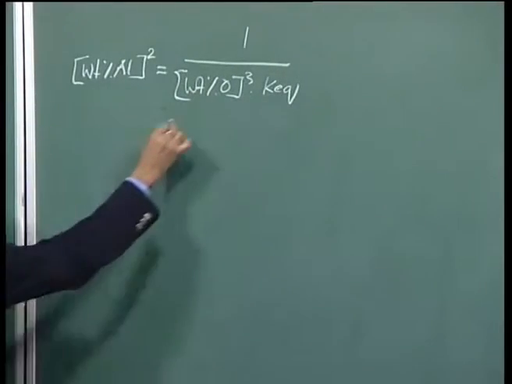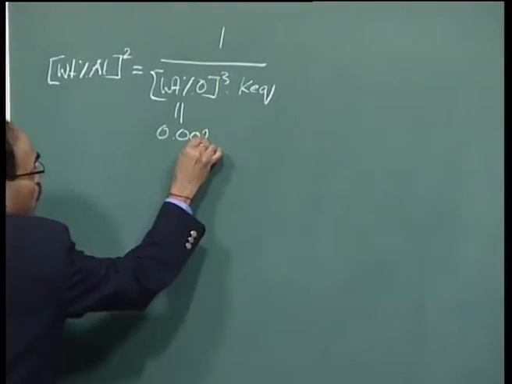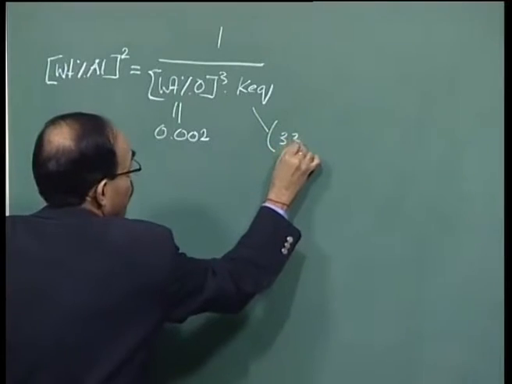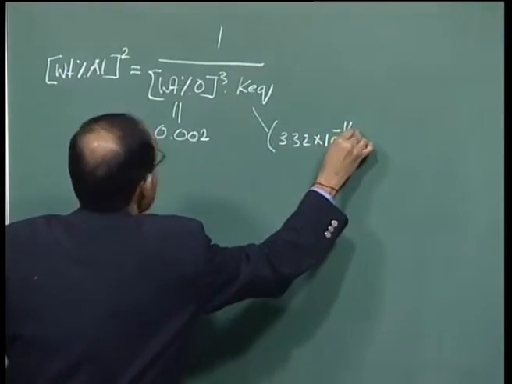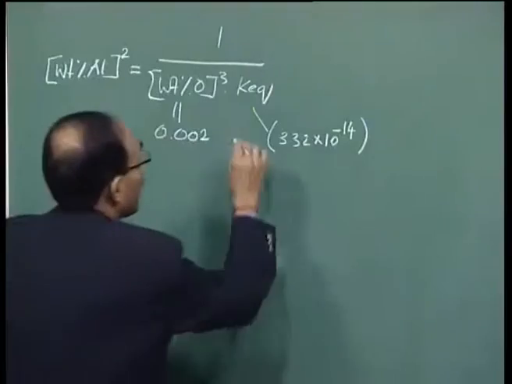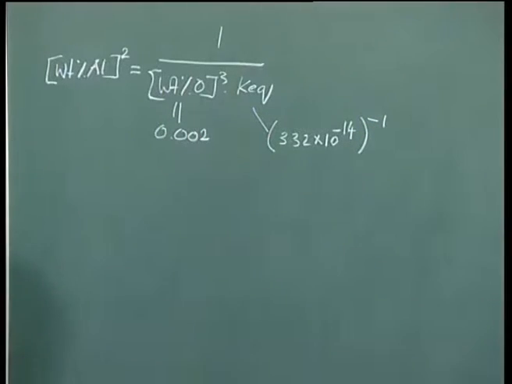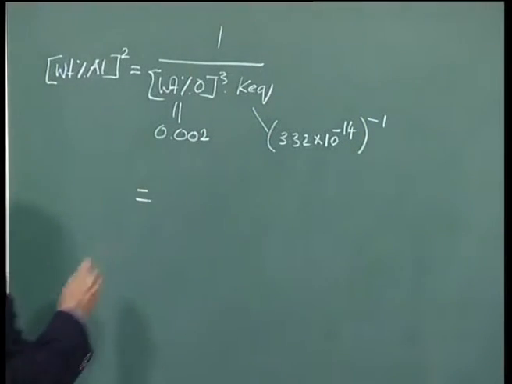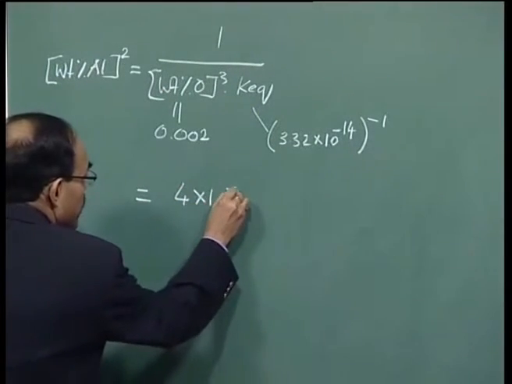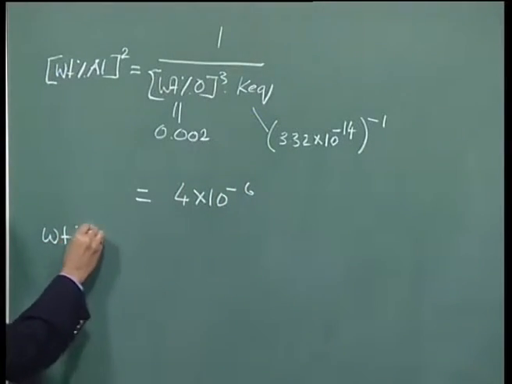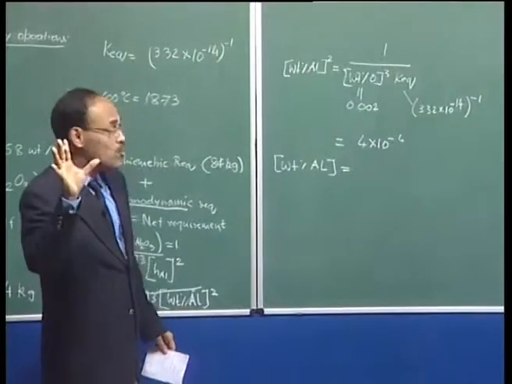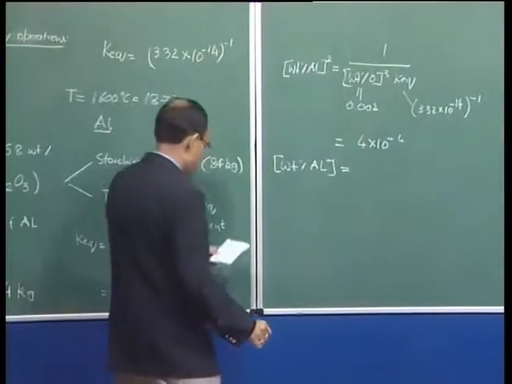I substitute 0.002. That is the final level of oxygen we are talking about. K equilibrium we are talking about 3.32 into 10 raised to the power minus 14. This is actually 14, I stand corrected here, and this is inverse, and then I should be able to calculate what percentage of aluminum, and this I think comes out to be equal to 4 into 10 to the power minus 6, which gives me the weight percentage of aluminum in the melt in equilibrium with 0.002 weight percentage oxygen.